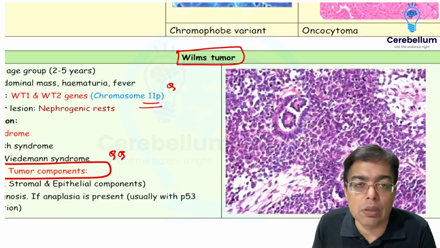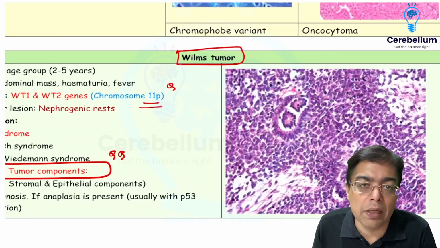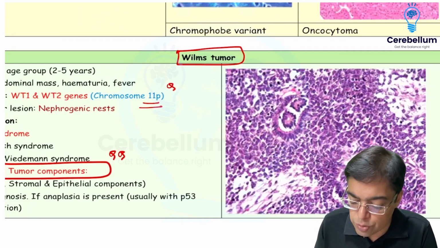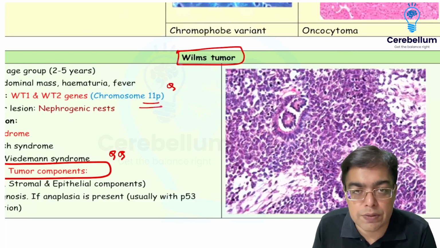When we are talking about the presence of P53 gene mutation, this is associated typically with high degree of anaplasia, and that would be associated with poorer prognosis of the patients.